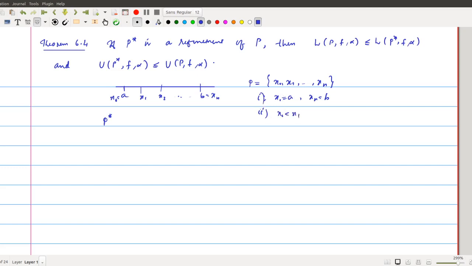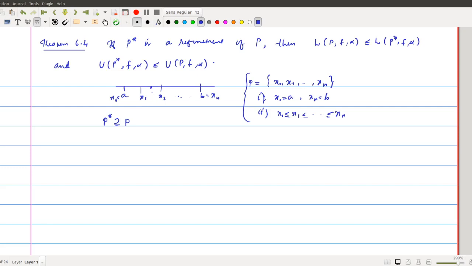and the second property is x0 less than or equal to x1 less than or equal to, etc., less than or equal to xn. If P is a partition, a set of points with these properties, then P star is said to be a refinement of P if P star contains P. Okay, so this is the definition of the refinement. That means if you take a partition P of AB and insert at least one point here, then you can get a refinement.